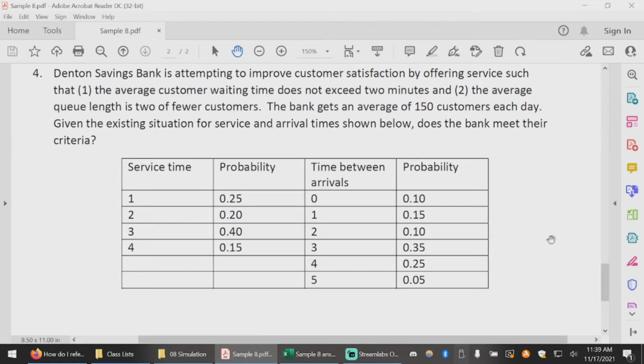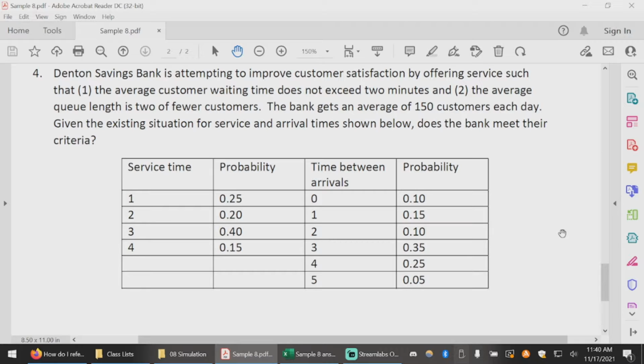Hello and welcome to our last example on how to use Excel to implement simulation models. With this last example, I want to demonstrate how we can implement queuing models using simulation as well.